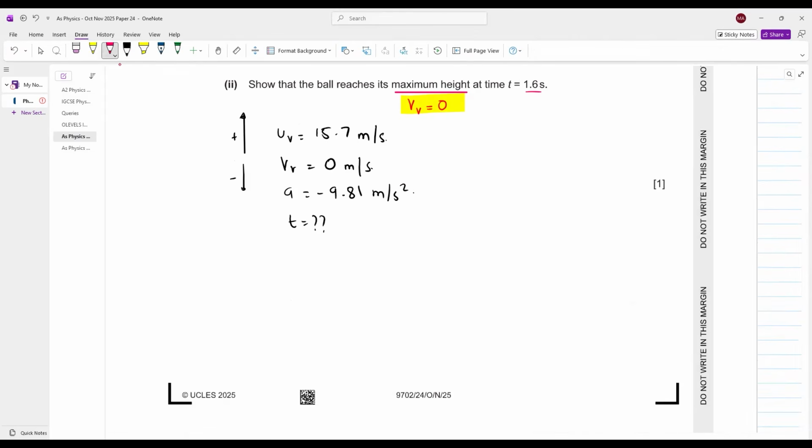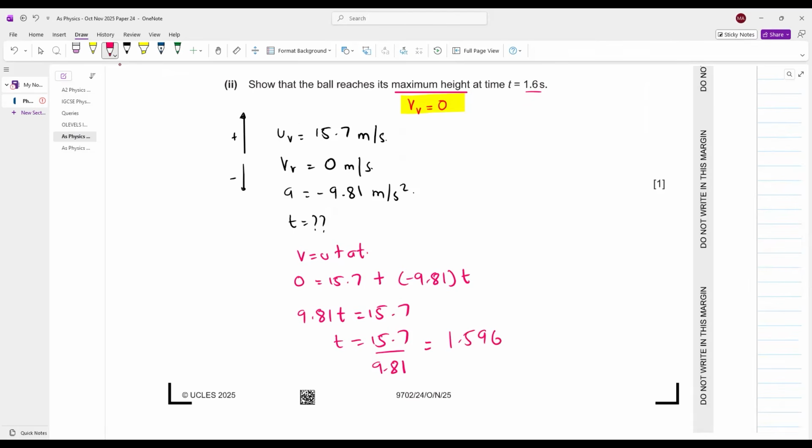Yes. You will say v equals u plus at. Final velocity is 0. Initial velocity 15.7 plus negative 9.81 into time t. Bring it to the other side. 9.81 into t is equal to 15.7. Time comes out to be 15.7 divided by 9.81. Let's calculate that. The time comes out to be 1.596 seconds. That is equal to 1.6 seconds, correct to two significant figures.